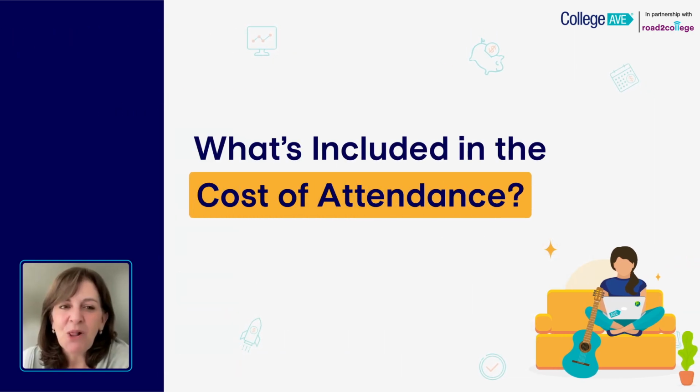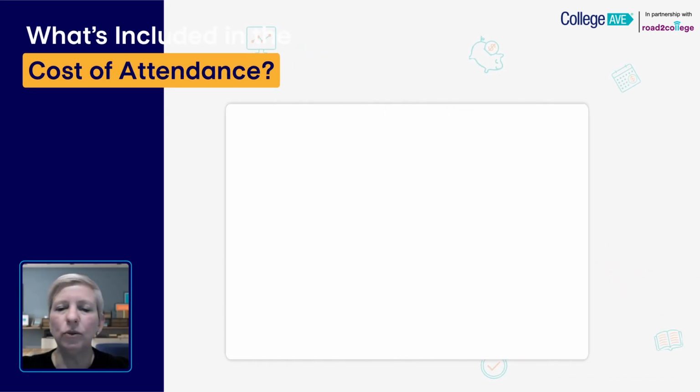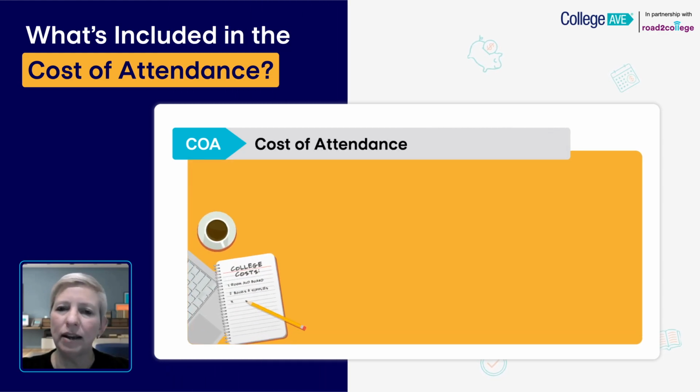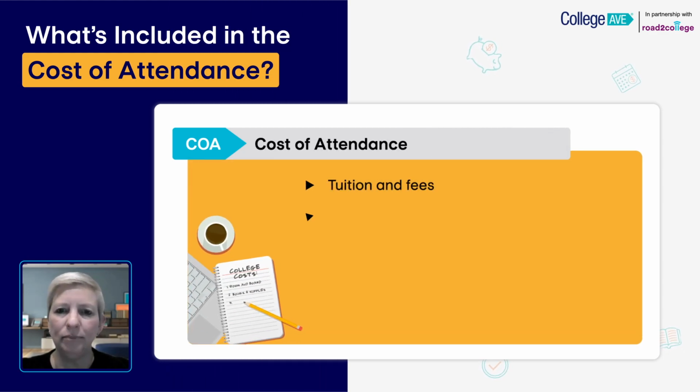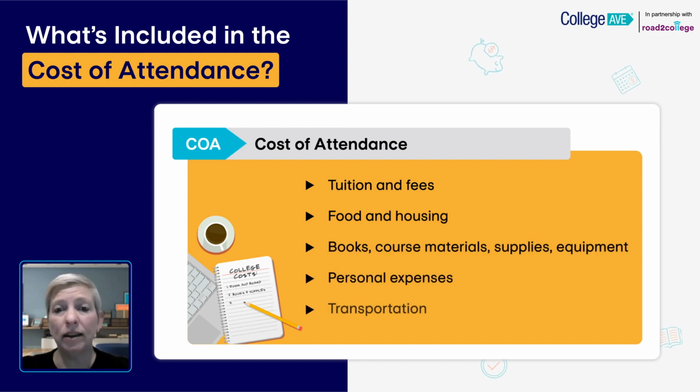Okay, let's look a little bit more closely at cost of attendance, sometimes called COA or sticker price. What exactly is included? There are basically five main categories that are part of the COA, and those are dictated by the Department of Education. So every college has to use these five major components when they're determining how much financial aid you're eligible for. The first would be often the largest, which is tuition and fees. The second would be sometimes also the largest, or up there in the top two: food and housing.